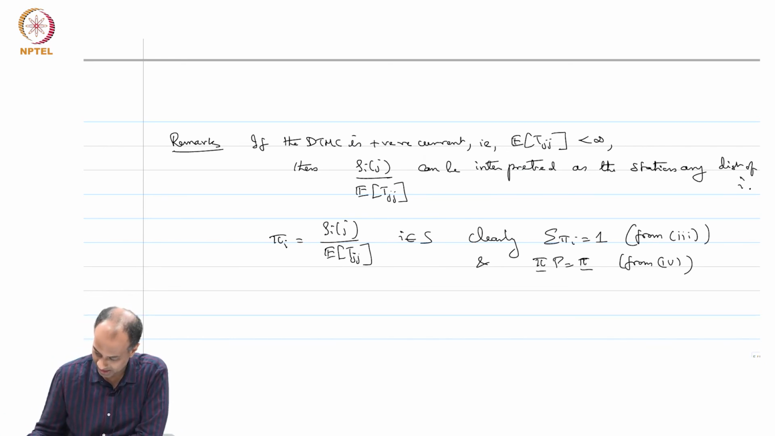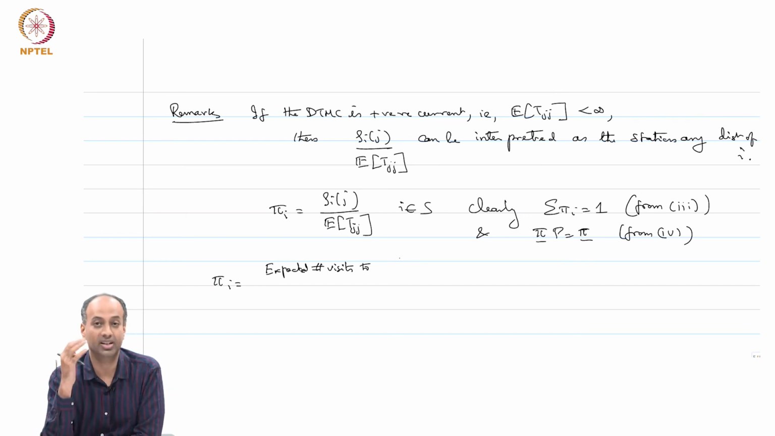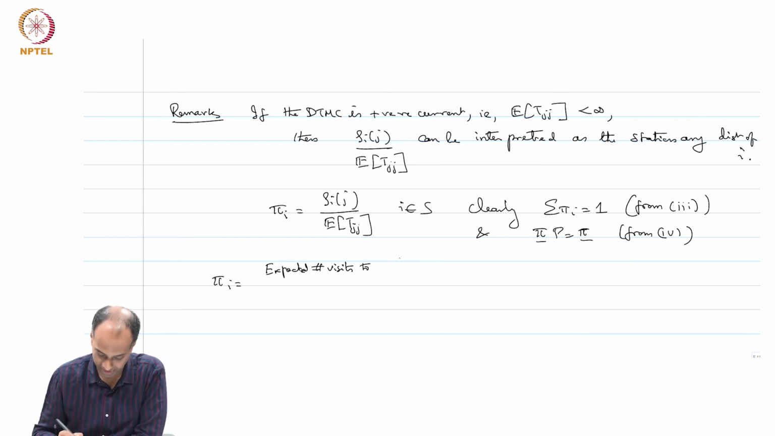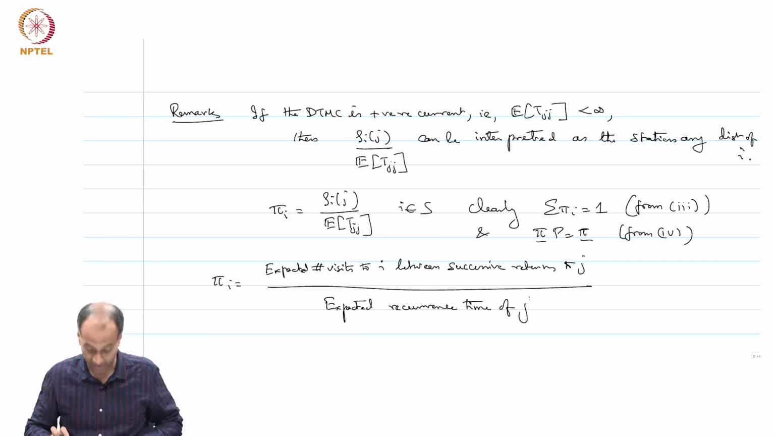So, what we are saying is that this is the steady state. So, pi_i, the steady state probability or steady state distribution of state i, has the interpretation as the expected number of visits to i between successive returns to j, divided by the expected recurrence time of j, which we are taking to be finite, right.